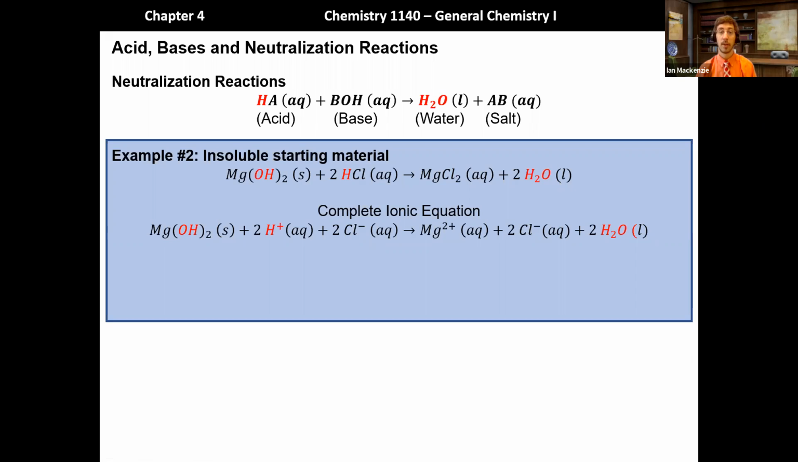Now we go through and we can identify our net reaction by canceling out any spectator ions. In this case, there's only one, which is the chloride ion. That's the only ion that shows up in the same form on both sides. So my net ionic equation becomes simply the solid magnesium hydroxide plus 2 protons going to the magnesium ion plus 2 water molecules.